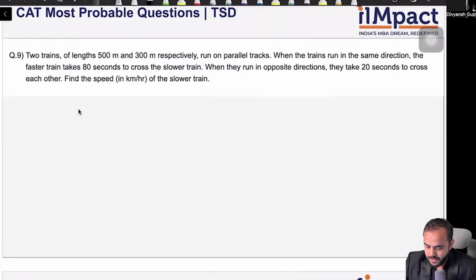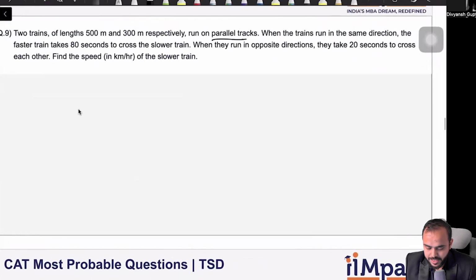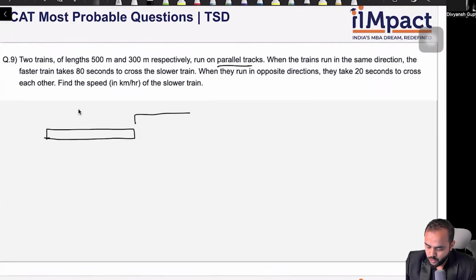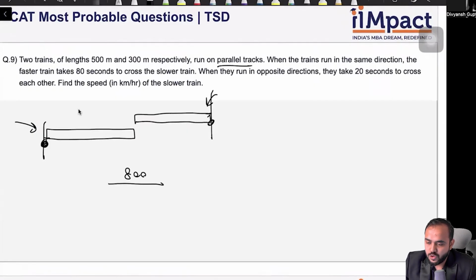So option B. Two trains of length 500 meter and 300 meter respectively run on parallel tracks. When the trains run in the same direction, the faster train takes 80 seconds to cross the slower train. So this is the scenario. There are two trains. Now, if you want the train behind to overtake the train in front, you want this point and this point to overlap. The distance between these 2 points will be the sum of the lengths of the individual trains, which is going to be 800 meters. So 800 meters divided by the difference of their speeds, which is going to be a minus b, is equal to 80 seconds.